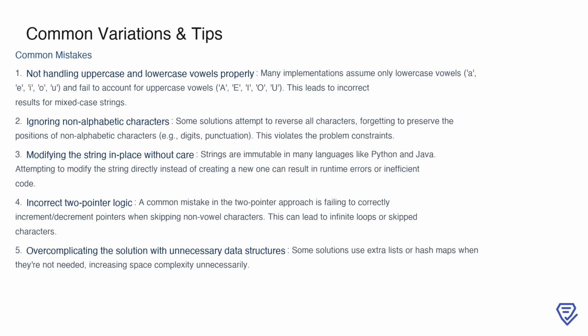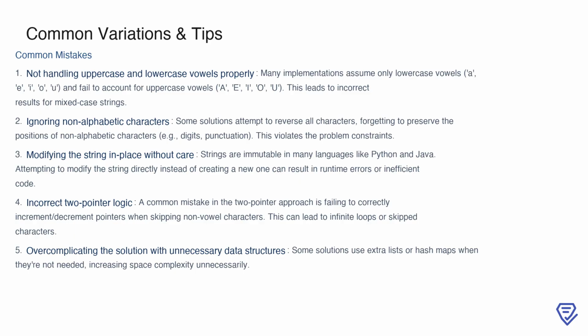Let's go over some common mistakes to watch out for when solving this problem. First, not handling uppercase and lowercase vowels properly is a frequent issue. Many solutions only account for lowercase vowels like a, e, i, o, and u, but fail to include their uppercase counterparts, which can cause incorrect results, especially in mixed-case strings. Next, it's important to remember that non-alphabetic characters, such as digits or punctuation, must remain in their original positions. Some solutions mistakenly reverse all characters, violating this constraint.